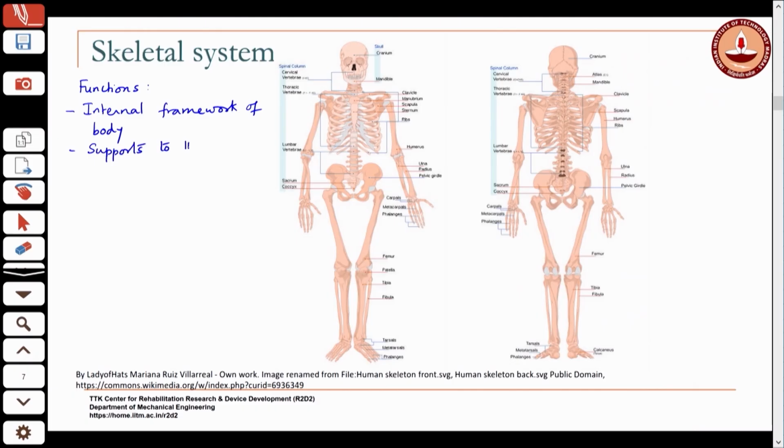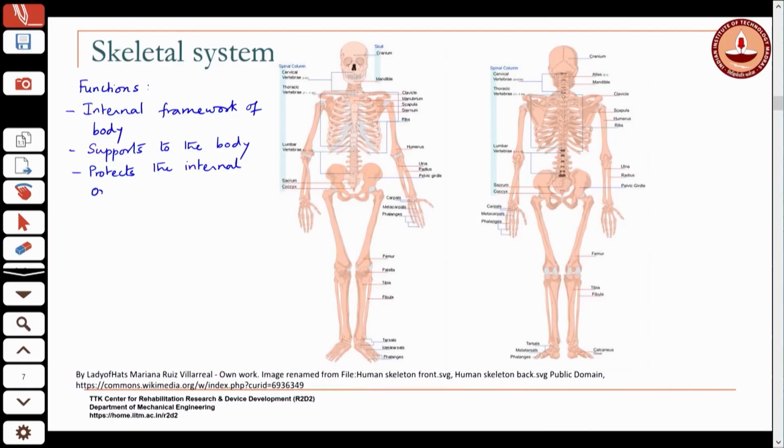It is what takes the external loads like gravity, right. It also protects the various internal organs of the body. You have all your internal organs, your heart, your lungs, your digestive system. All those other organs of your body are housed within this skeletal system. It sort of provides a protective cage for your organs.